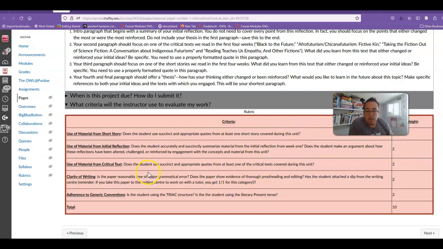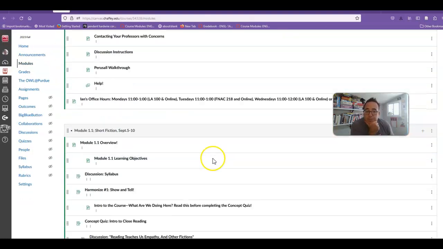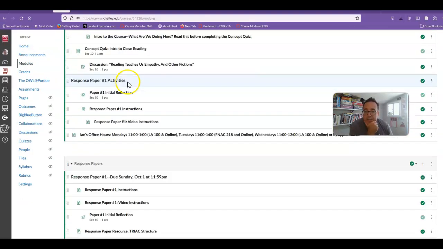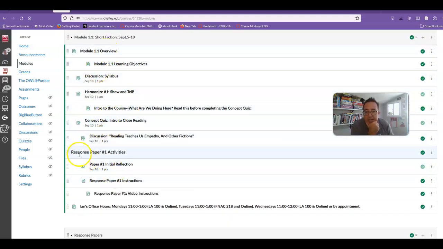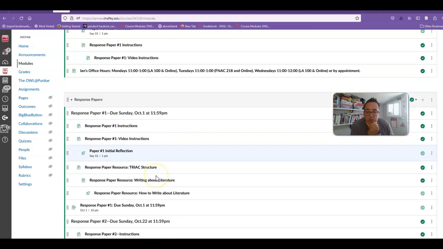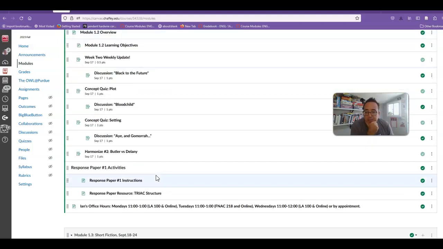As well, with the generic conventions. So that mainly is referring to the resources that I've posted in each module. So each module has what we're doing that week and then response paper activities. And so for the first week, it's just the reflection and the instructions to look over. But in, let me go down here. This week, there's a resource about triac structure. And you should really check this out.